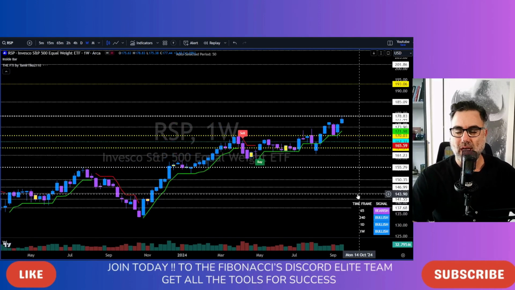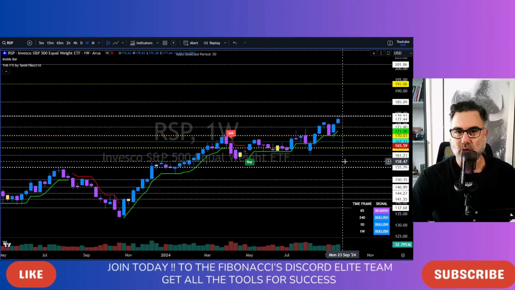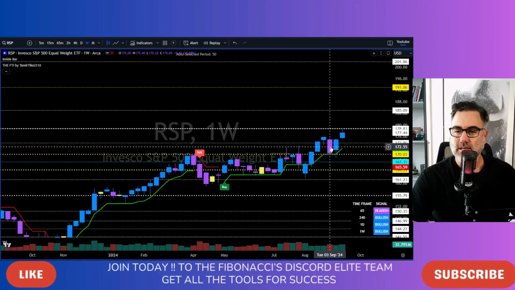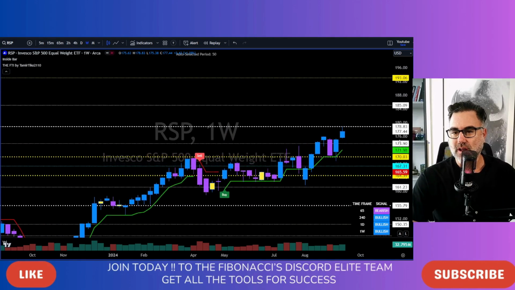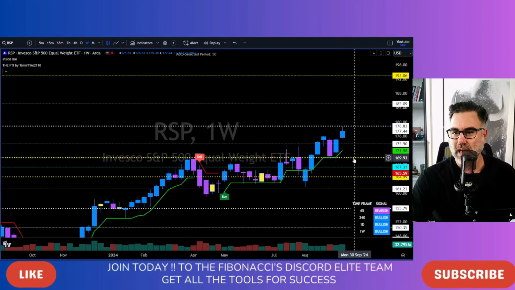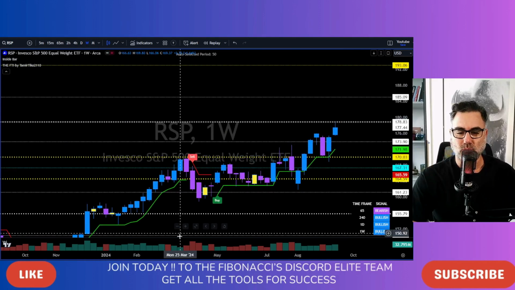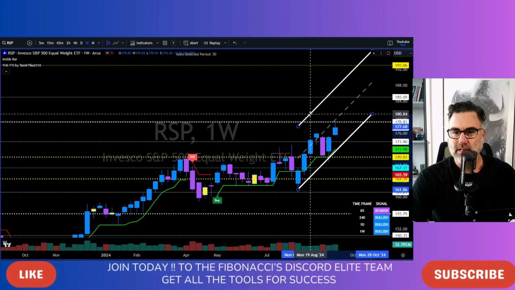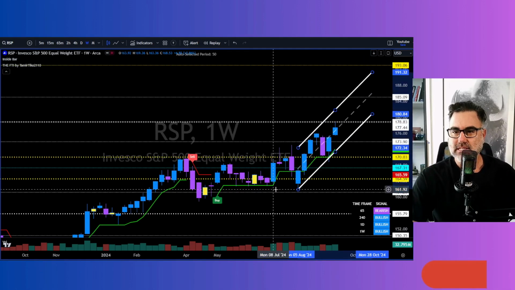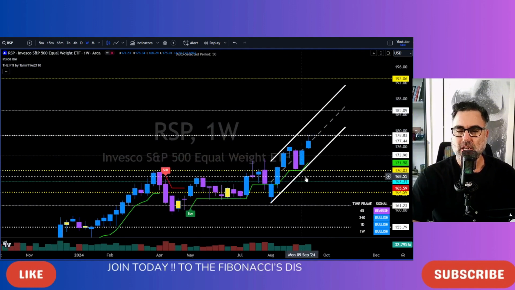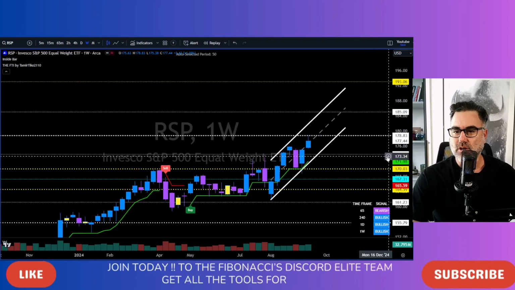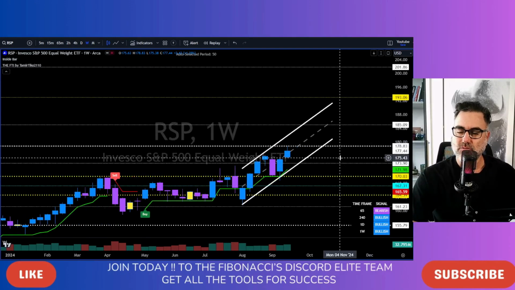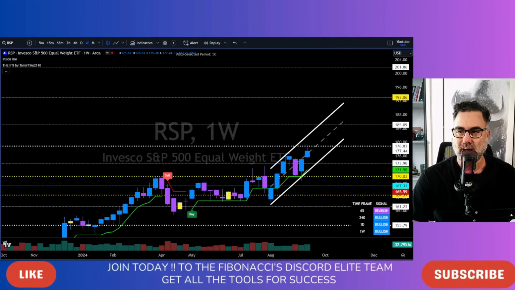RSP, the equal weight ETF, ended up the week 1.4% to the upside, also with new all-time highs. Now the 174 area is the support. Below it we will see the 170 again, but trend lines show us that as long as price is inside this uptrend channel, the way is up. 174 support, long continuation above the 179, and next resistance is the 185.